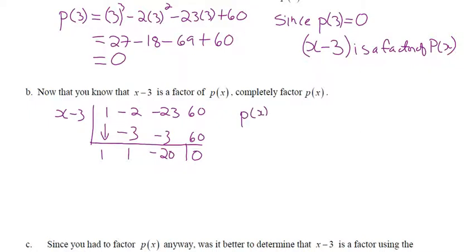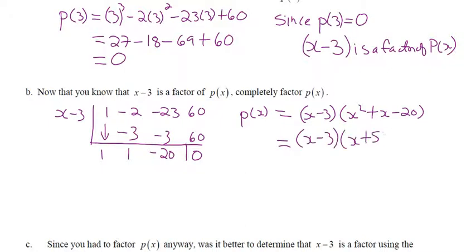All right, then p of x is equal to x minus 3 times x squared plus x minus 20, which is x minus 3, x plus 5, and then x minus 4. So there's the fully factored form of p of x, which is of degree 3, right?